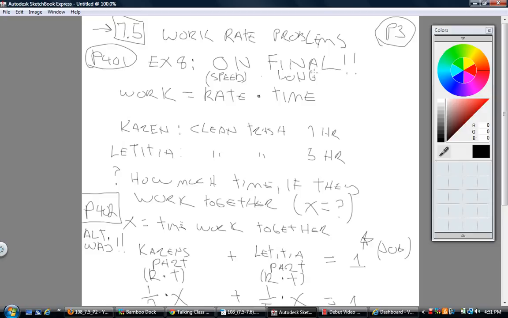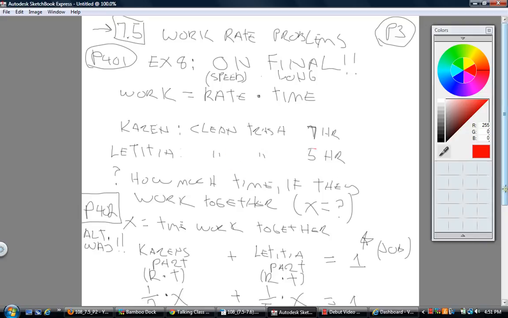So you look at the example on page 401. Karen can clean the trash. It takes her 7 hours. That's a 7, by the way. And Lieta takes 5 hours to do the job. Question is, how much time will it take if they both work together? And that's what x is going to represent, the amount of time they both work together.